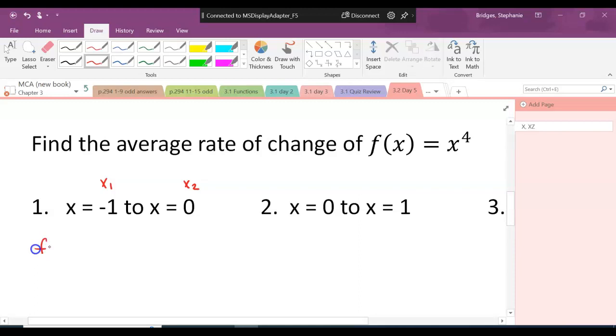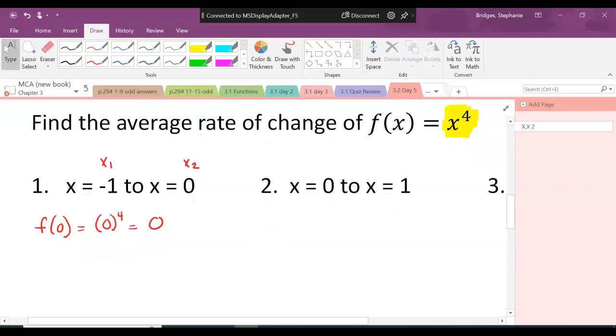So we're going to start by finding f of 0. That means I'm going to take 0 and plug it into this function right here in place of x. So I'm going to take 0 to the fourth power, which gives me what? 0. Okay. Then I'm going to find f of the other number, x sub 1. Again, we're plugging that in for x. If I do -1 times -1 times -1 times -1, what does that give me? +1.